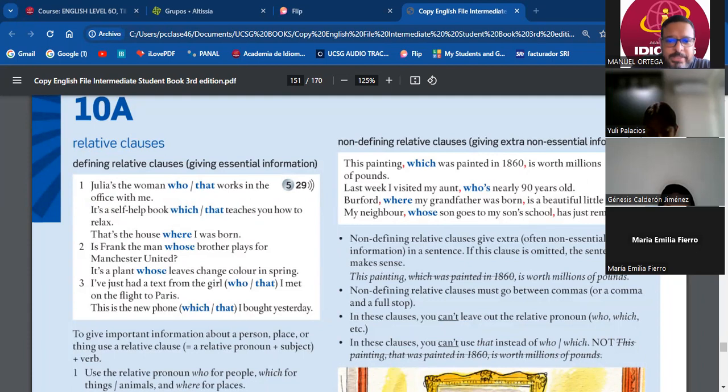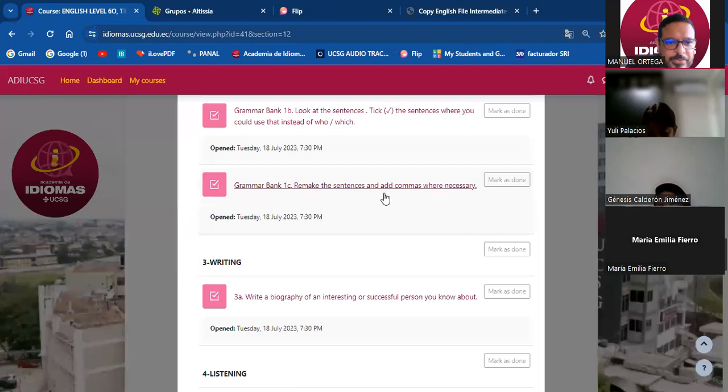So, the first one, an example: the painting, which was painted in 1860, is worth millions of pounds. I can say the sentence without the information that is between commas: this painting is worth millions of pounds. And still, the sentence makes sense. That's what they refer to with non-defining clauses. Let's take a look at what we find in there.